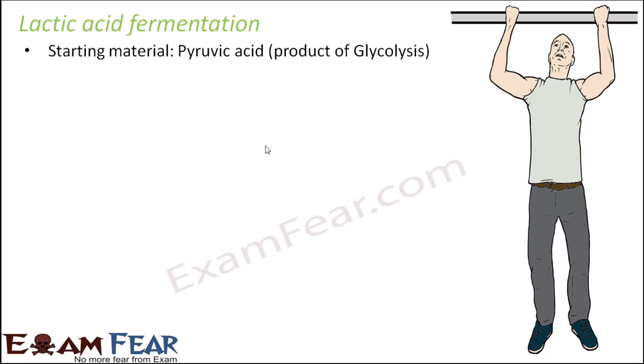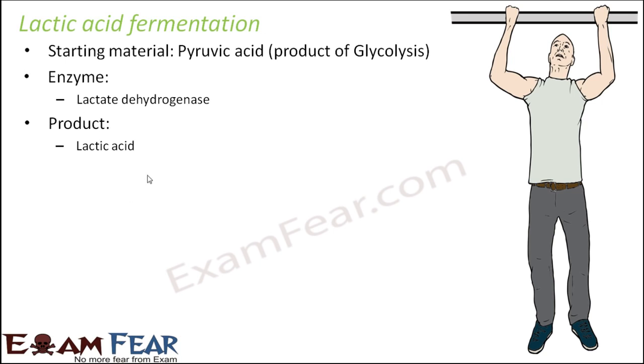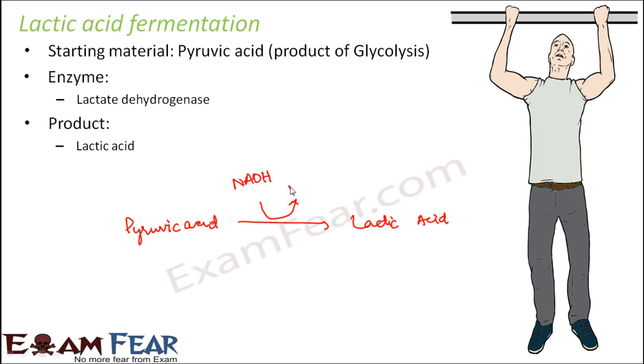Here the starting material again is going to be pyruvic acid. The enzyme is different here. The enzyme is lactate dehydrogenase, and therefore the product is also different. So here lactic acid will be formed. So a similar type of reaction again. Pyruvic acid gets converted into lactic acid, and during the course of this process NAD+ is regenerated, which can be utilized during the process of glycolysis.